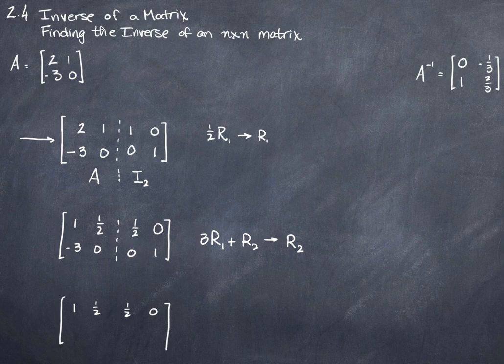It's only going to change row 2. So let's do that. 3 times 1 is 3, plus negative 3 is 0. 3 times 1/2 is 3/2, plus 0 is 3/2. Same thing for the next entries. 3 times 1/2 is 3/2, plus 0. And then 3 times 0 is 3, plus 1.